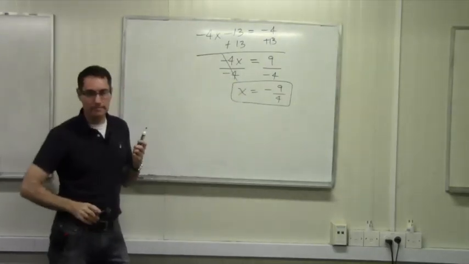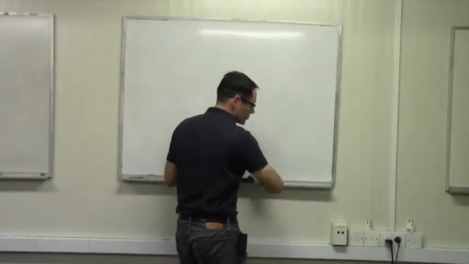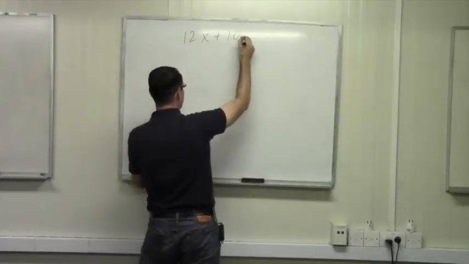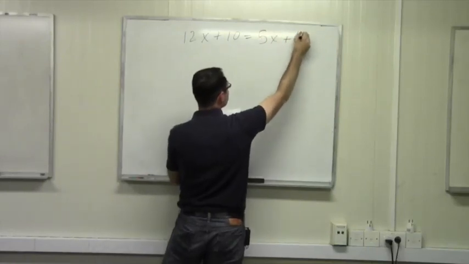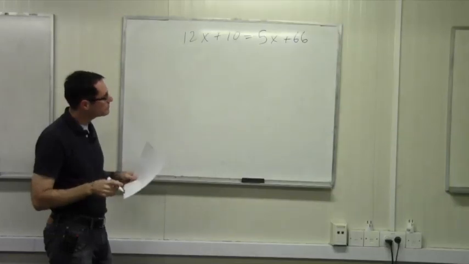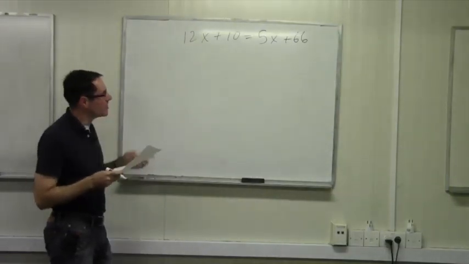Everybody get this down? OK. Let's try another one. Let's try 12x plus 10 equals 5x plus 66. I'll start to write down the way I would do it.